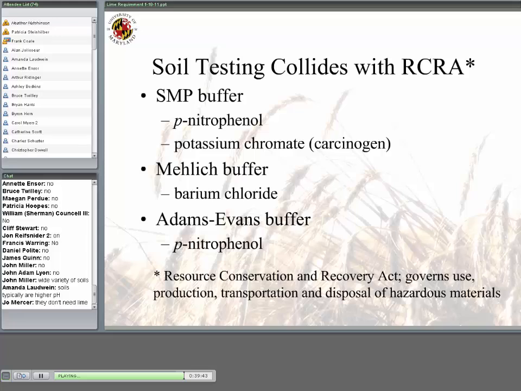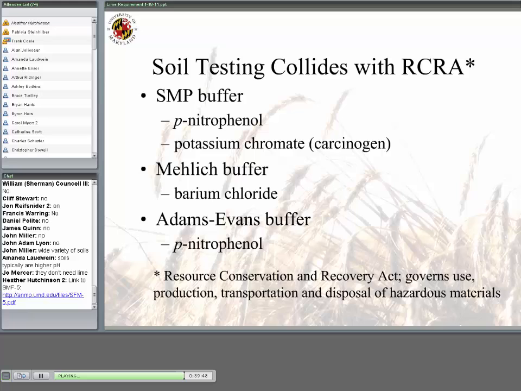Okay, so soil testing, particularly for lime, really collided with what we call RCRA. You're probably not familiar with that. I hope you're not familiar with it. It's the Resource Conservation and Recovery Act that Congress passed in 1976 and amended in 1980. It basically governs the use, production, transportation, disposal of anything that's hazardous. And the 1980 refinement of the bill actually listed a huge array of chemicals that were deemed to be hazardous.